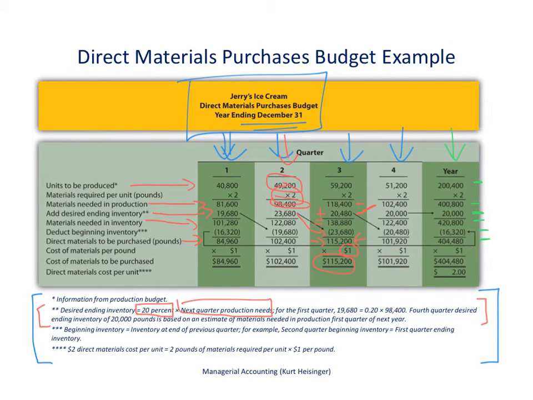And again, take that times $1 per pound in this example, and that gives us the cost of the materials that we expect to purchase for the year. And one last item here is the direct materials cost per unit. That $2, if we want to establish that $2, you can look at the footnote. It's simply the 2 pounds of materials required per unit times the $1 per pound. Those are the standards that we established for direct materials.